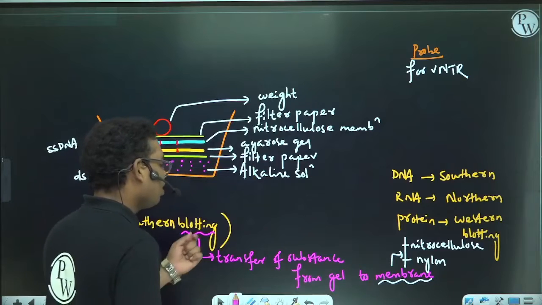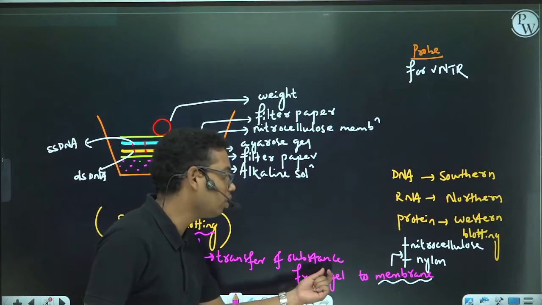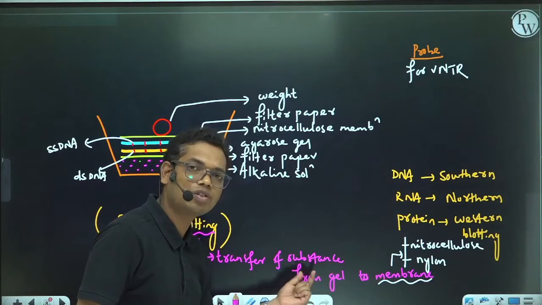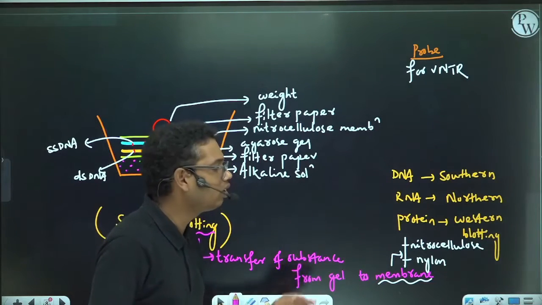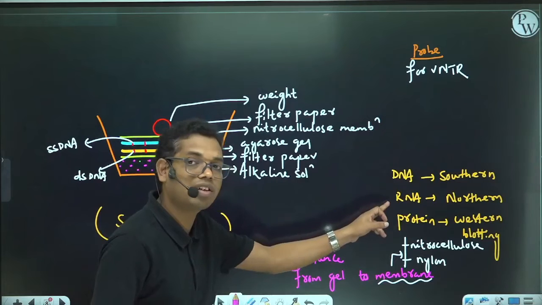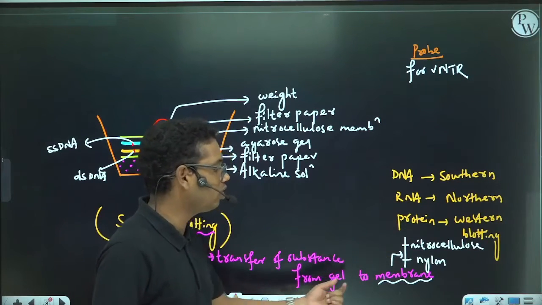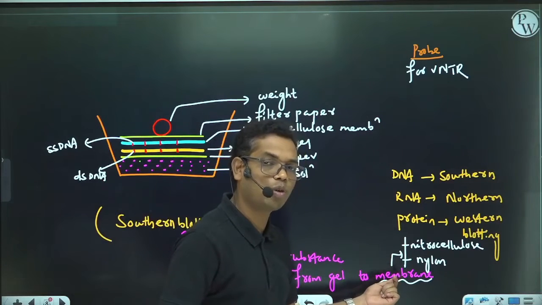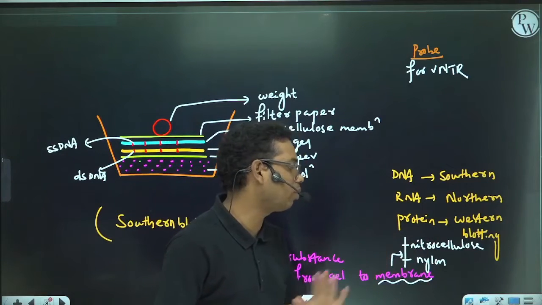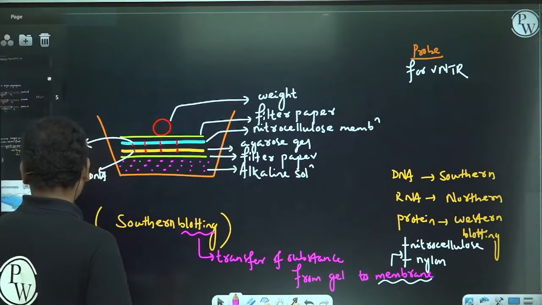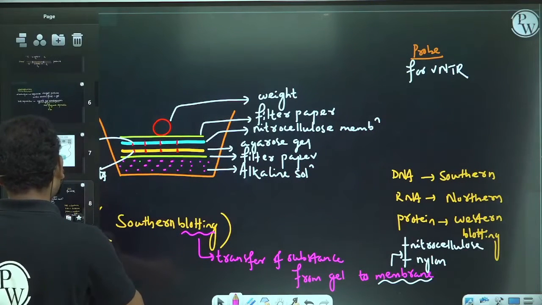Blotting is nothing but the transfer of substances from the electrophoresis gel to the membrane. What type of substance you transfer? Based on that we classify it. If you transfer DNA, Southern blotting. If you transfer RNA, Northern blotting. If you transfer protein, that is Western blotting. And the membrane which we use is called the blotting membrane. It can be a nitrocellulose membrane or it can be a nylon membrane. Clear? Good.